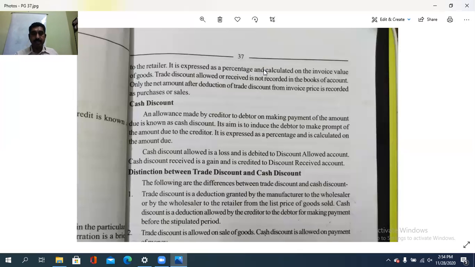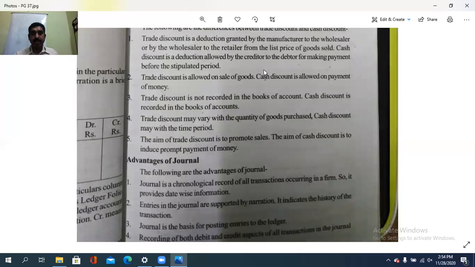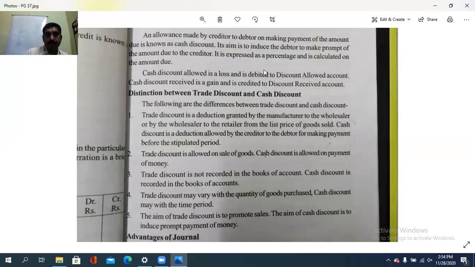Next, we are going to see the distinction between trade discount and cash discount. Following are the differences between a trade discount and a cash discount. Trade discount is a deduction granted by the manufacturer to the wholesaler or by the wholesaler to the retailer from the list price of the goods sold.